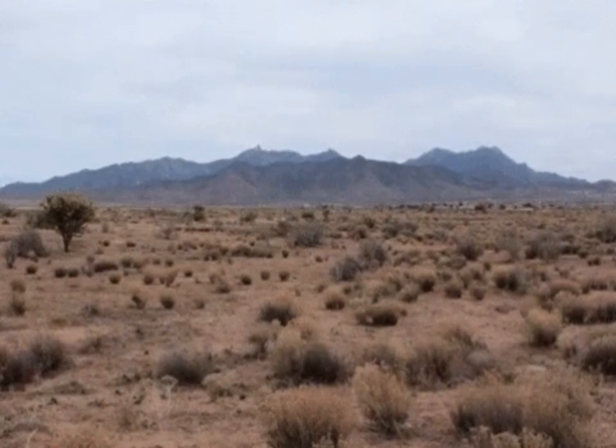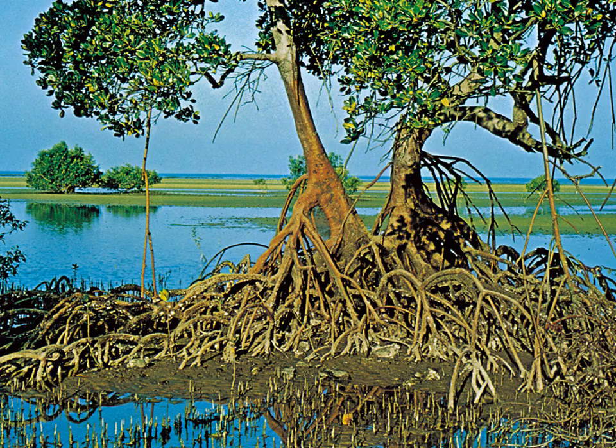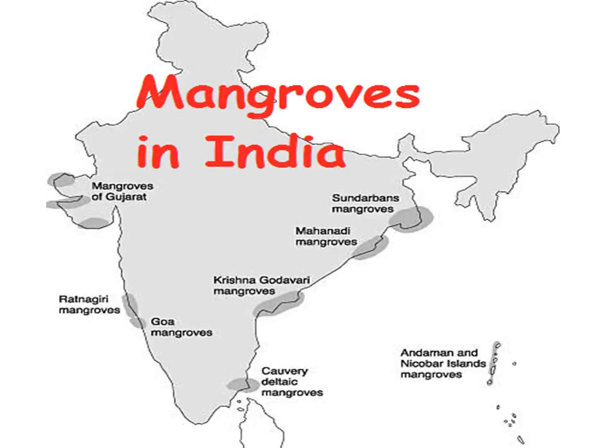Then we have mangrove forest. These grow along the coast. Mangrove trees have roots that can also be seen above the ground.